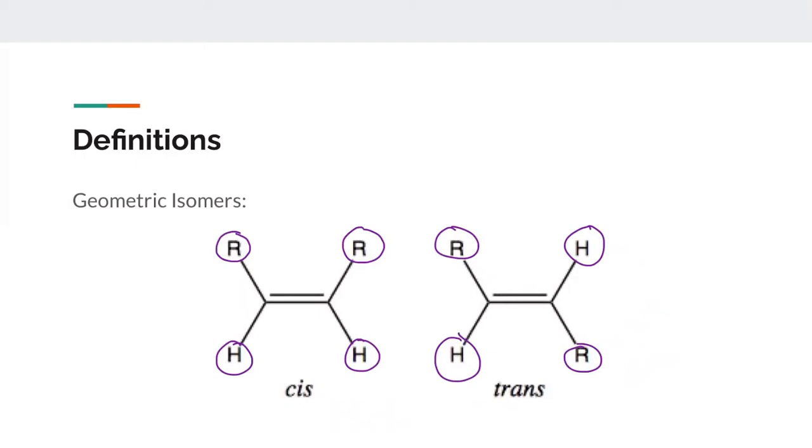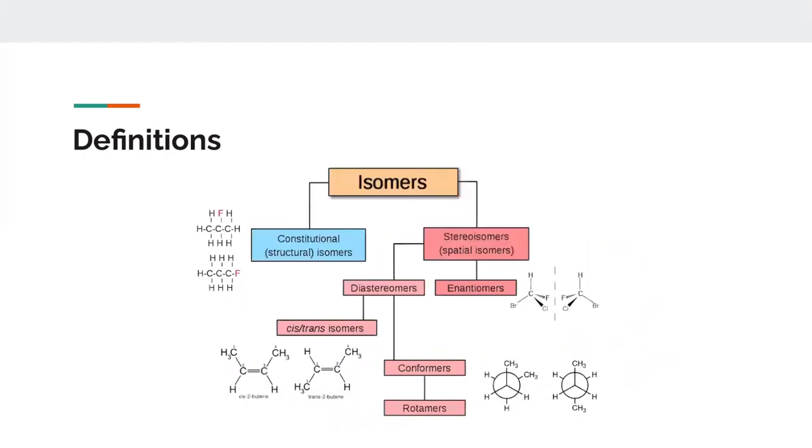So this is like a brief subclass of what are called stereoisomers. Stereoisomers are a subgroup of isomers in general. And so as you can see, isomers can generally be split into constitutional or structural isomers, or stereoisomers or spatial isomers. The cis-trans isomers we just talked about are a subclass of these stereoisomers, and more specifically, they're a subclass of what's called diastereomers, but we'll get into that in a bit. Our main focus in this video will be on enantiomers right here.